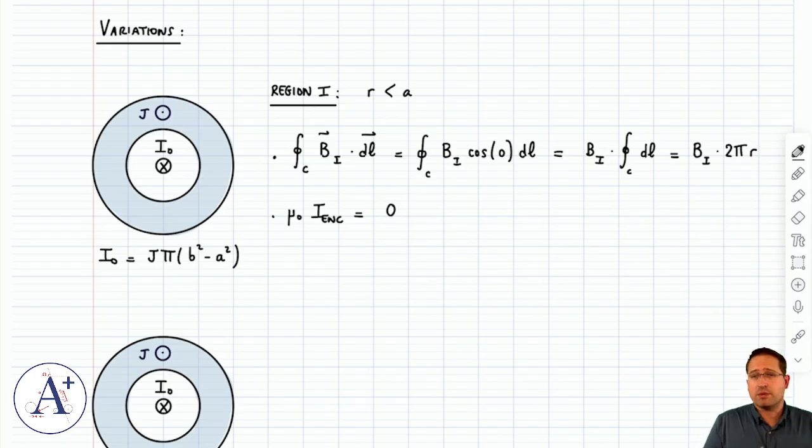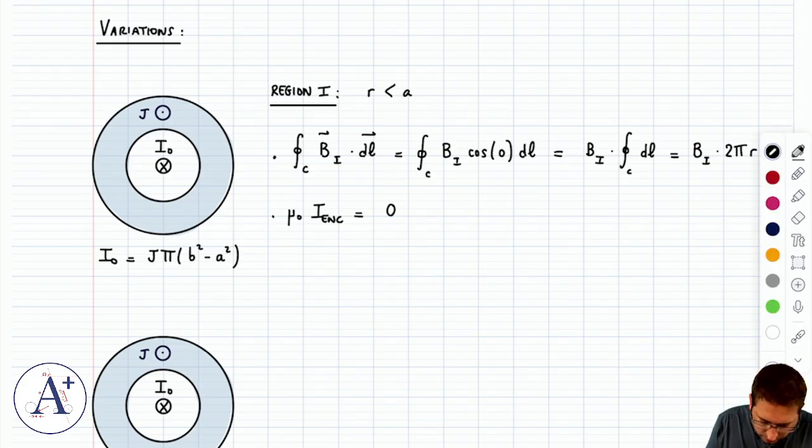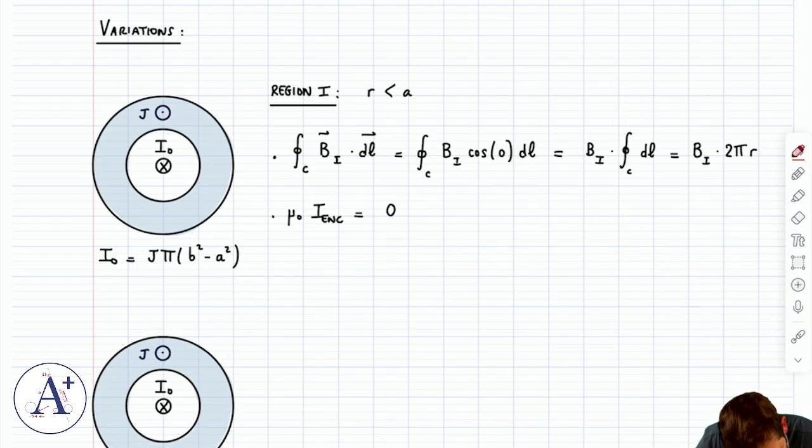Before I had I0, it was easy. J came out of the page, so by the right-hand rule, B had no choice but to be counterclockwise. But now I0 goes into the page, so that tends to create a clockwise B. So I will do this. I will say, you know what?